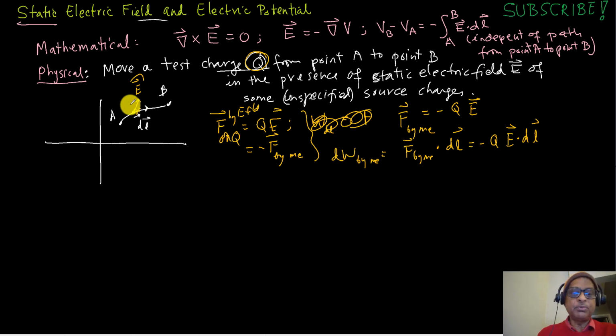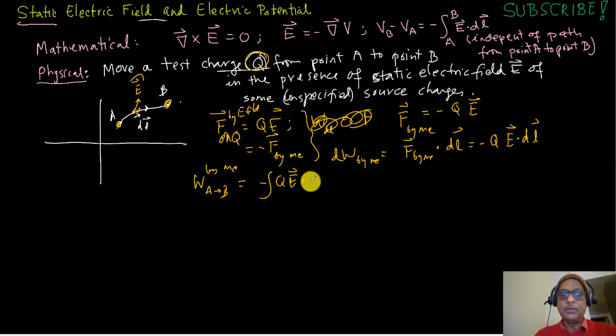And so the net work from A to B done by me, the work I'll have to do, which is the amount of energy it will have here compared to the amount of energy it had over there, would be equal to minus Q E dot dl. You can bring the Q out, so Q times the integral, as I go from A to B, of the electric field dotted with dl, right?